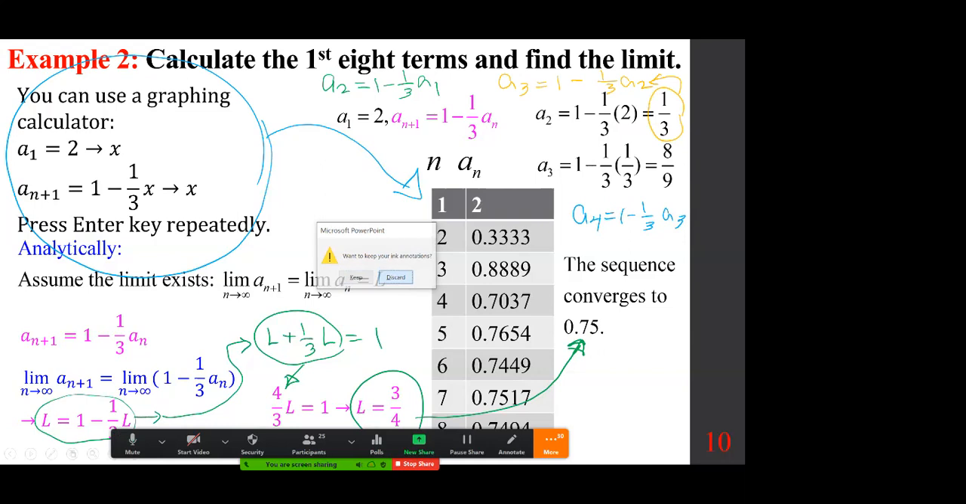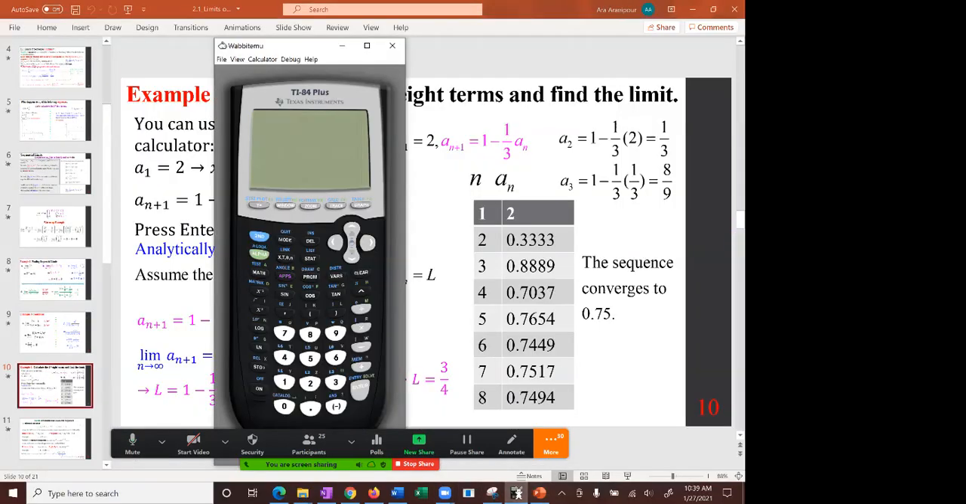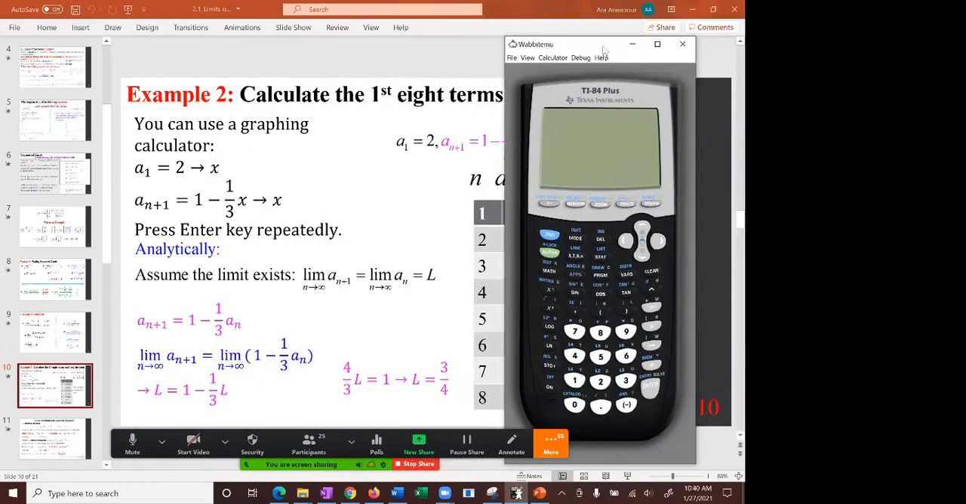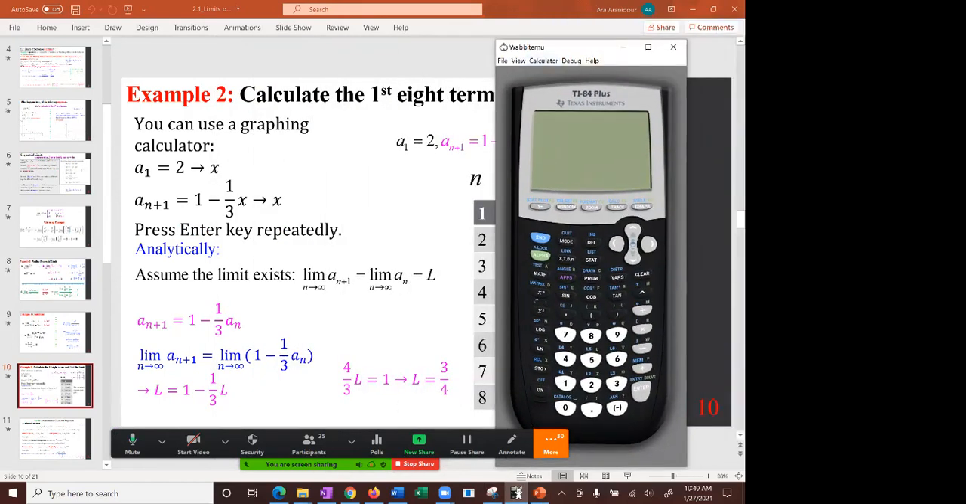Okay, how it's used. This one says a sub 1, whatever it is, a sub 1 happened to be 2, you store it in X. I've done that, so let's just quickly do that again. Let me just clear this. So number 2 is the first term. I'm going to store it in X. And then a sub n plus 1 is 1 minus 1/3 X.